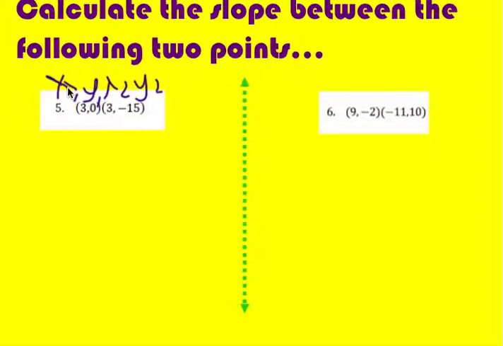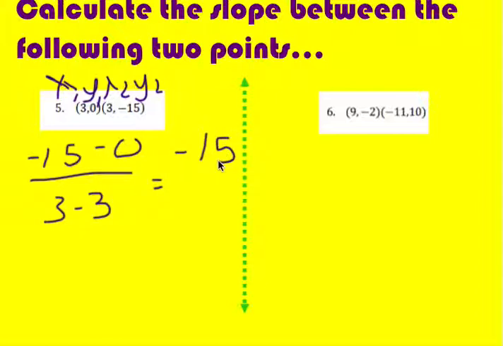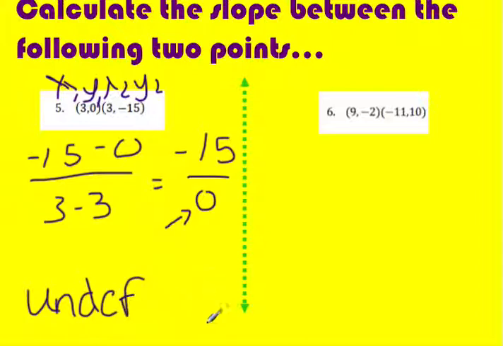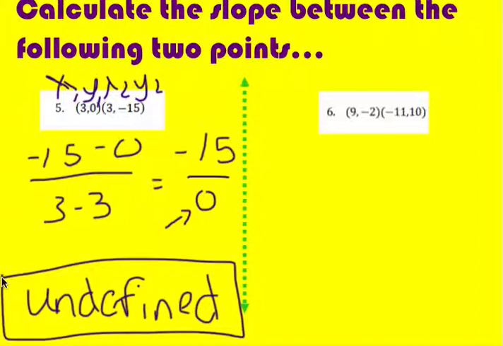So I'm going to do y2, which is negative 15, minus y1, which is 0. And then I'm going to have x2, which is 3, minus x1, which is also 3. So negative 15 minus 0 is negative 15, and 3 minus 3 is 0. So notice how there's a 0 on the bottom. We talked about how 0 cannot be on the bottom. So that is going to be undefined. Okay, so that is undefined. That would be a vertical line, but the slope itself is undefined.